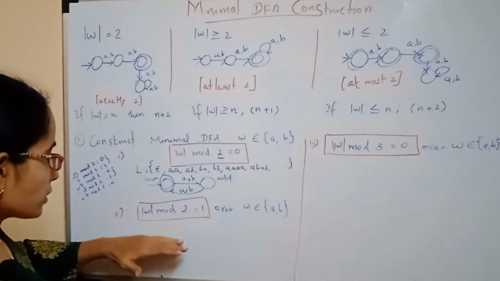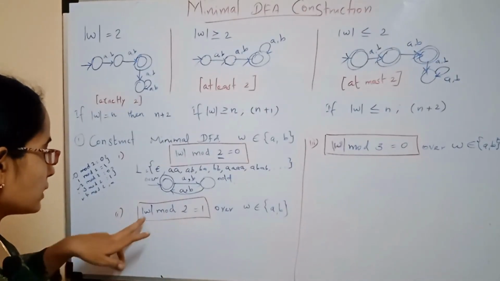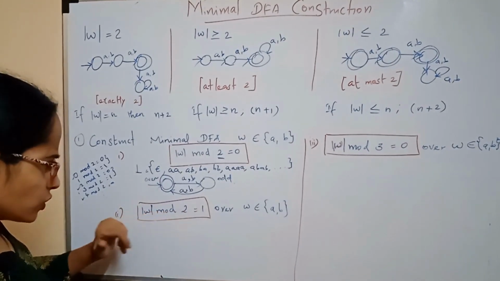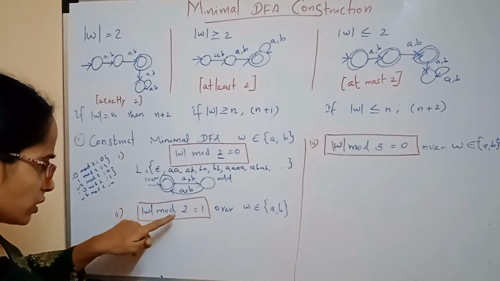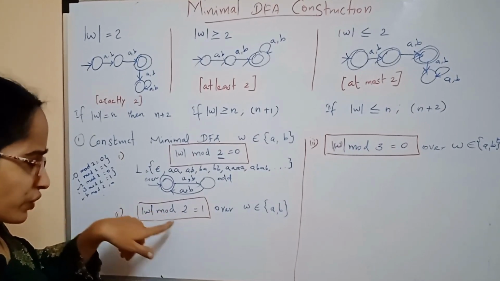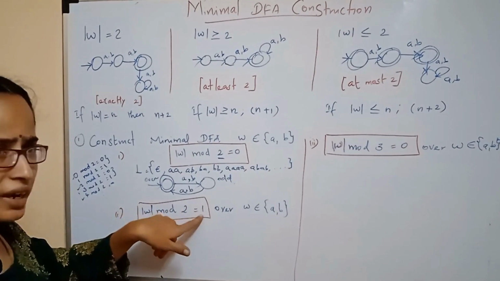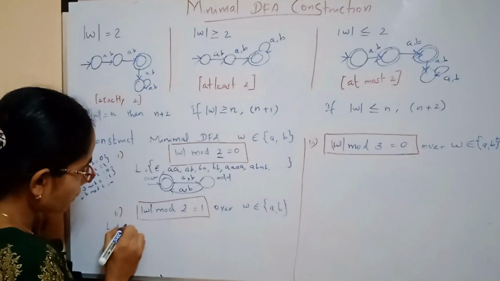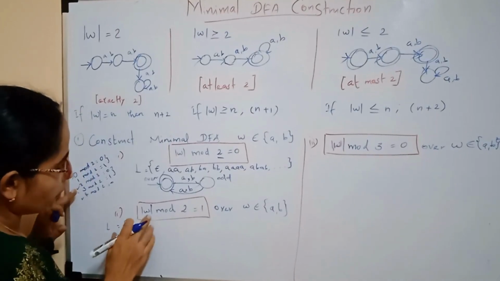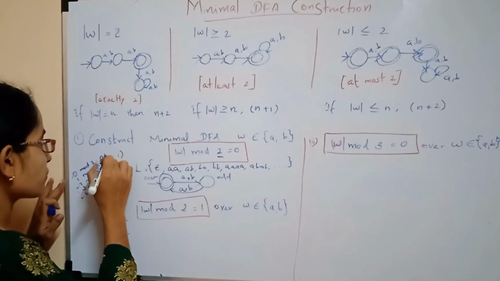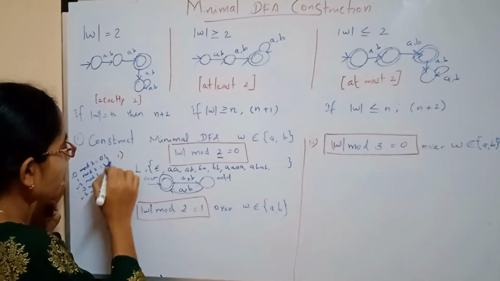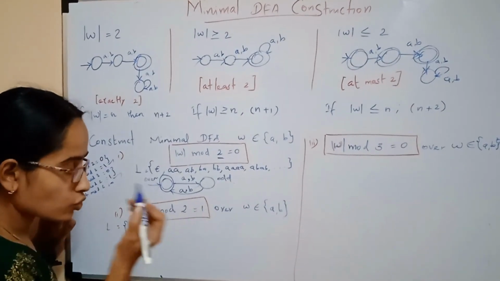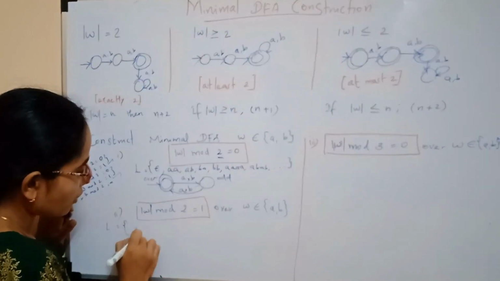Likewise, here they are asking: the length of the string w mod 2 is equal to 1. What is the meaning of that? When you divide the length of the string by 2, you get the remainder 1. So what will be the members of this language? I will not take the empty string. The remainder should be 1, so the length should be 1. I can take either A or B.